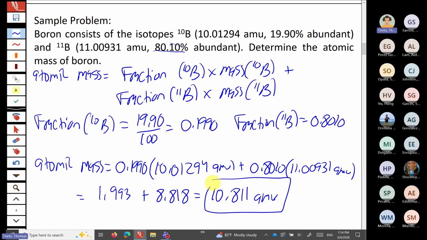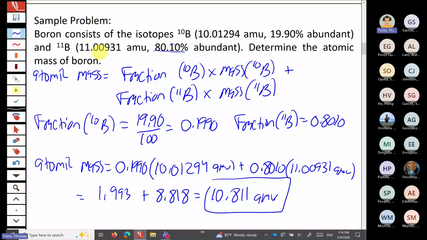One other thing that's relevant too is if you look at your answer, it should be somewhere in between the extremes of the isotope masses that are present. So if your lightest isotope is 10.01 and your heaviest isotope is 11.01, your atomic mass better be somewhere in between those two. Can't be outside of that range.